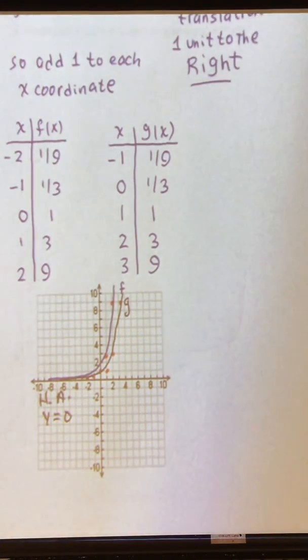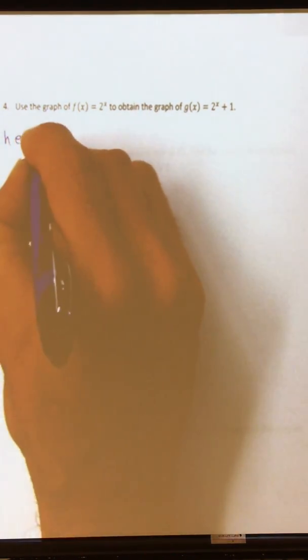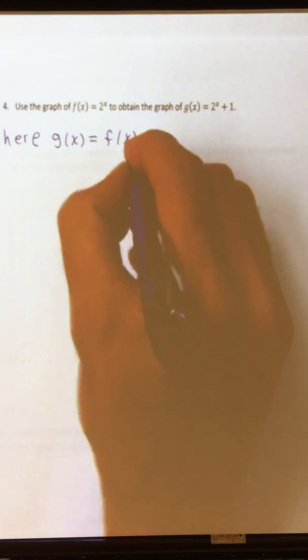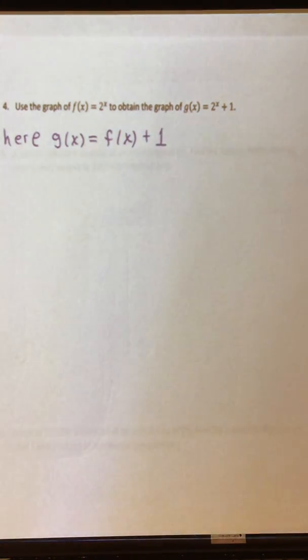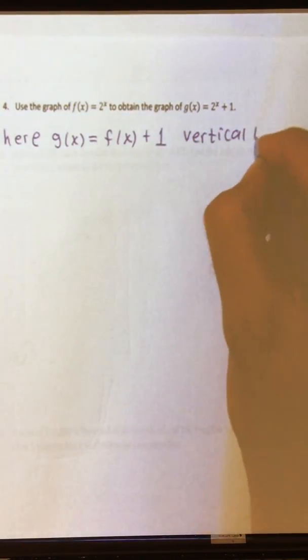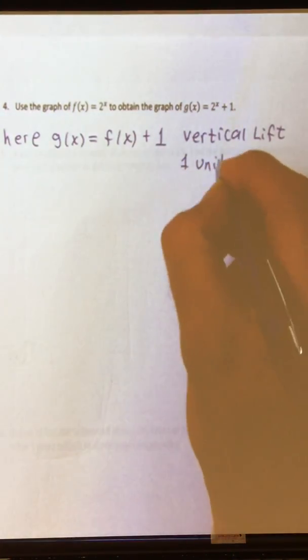Let's go on to problem number 4. Use the graph of the function 2 to the x to obtain the graph of a new function 2 to the power x plus 1. Okay, so here, g of x is f of x plus 1 more. And that represents a vertical, I like to call it a lift, 1 unit up.